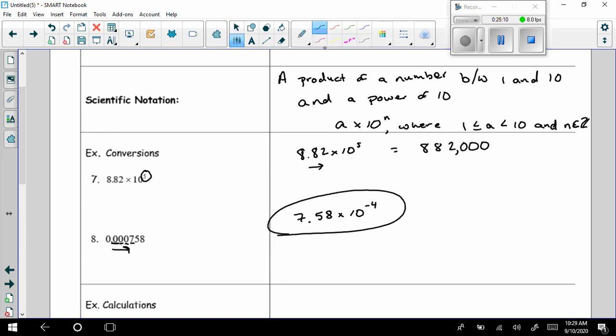All right, all you really need to know is that you have a number times 10 to a power, and that number needs to be less than 10. All right, so 7.58.